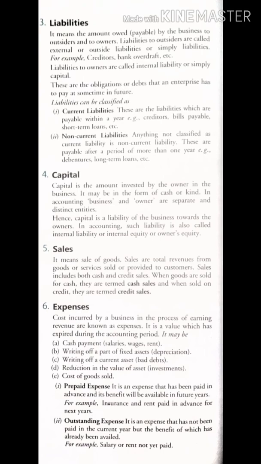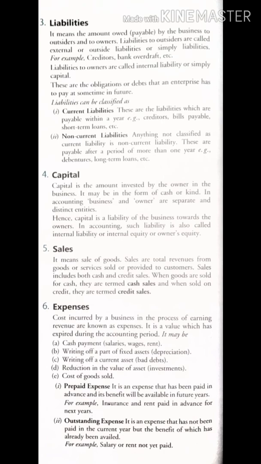Now, expenses may be cash payments, that means salaries, wages and rent which are paid to the workers, or you can say staff members or laborers. Then there is writing off of a part of fixed assets. What do you mean by writing off? That means we are charging depreciation. Depreciation means the amount which is reduced from the asset, because we are using it. When we use any asset, the life of the asset reduces. In business we reduce that amount from the asset also, so that is called depreciation. You will come to know about it later in detail.